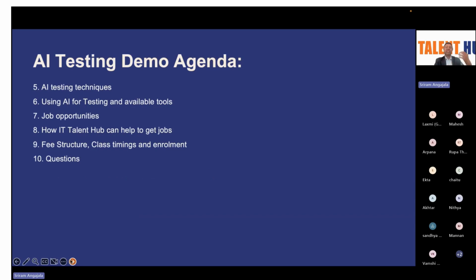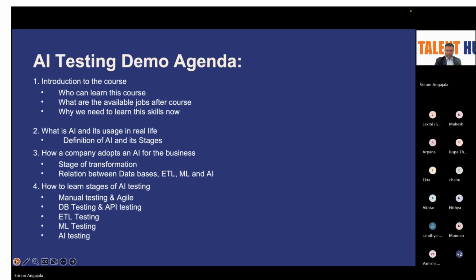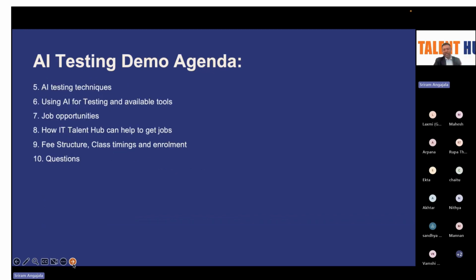Okay, so how do you test an AI system? To do that, you need to know what AI is. If you know what AI is, then you know how to test it. So we'll be discussing what AI is first, then we'll be discussing how to test AI. Two very important topics: what is AI, and how to test it. And at the end we'll be discussing our IT Talent Hub, the fees and the class timings, and if you have any questions we can discuss them at the last.